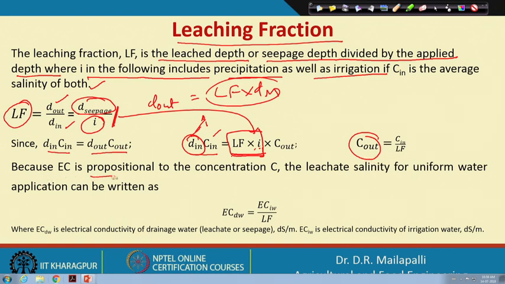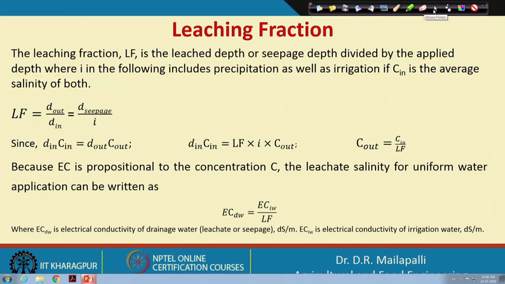Because EC is proportional to the concentration C, you can get the salt concentration knowing the EC value: 640 into EC is equal to the concentration in ppm. Since it is proportional, the leachate salinity for uniform water application can be written by converting into EC units: EC of drainage water, EC dw, equals EC in divided by LF.